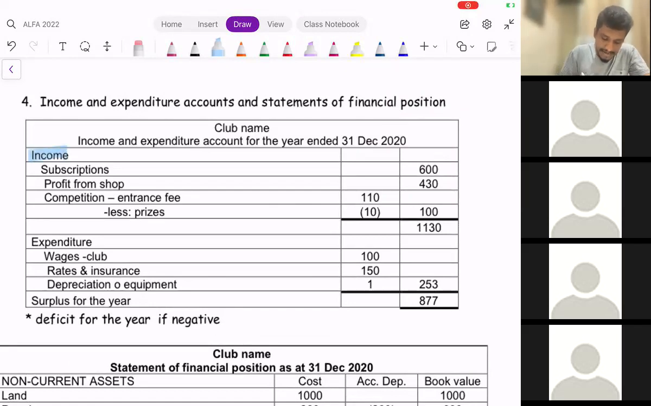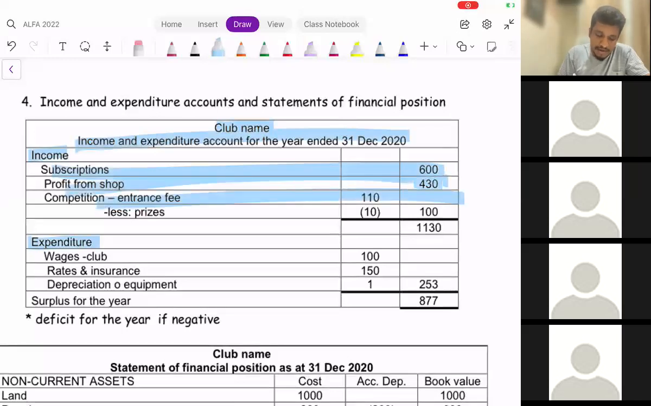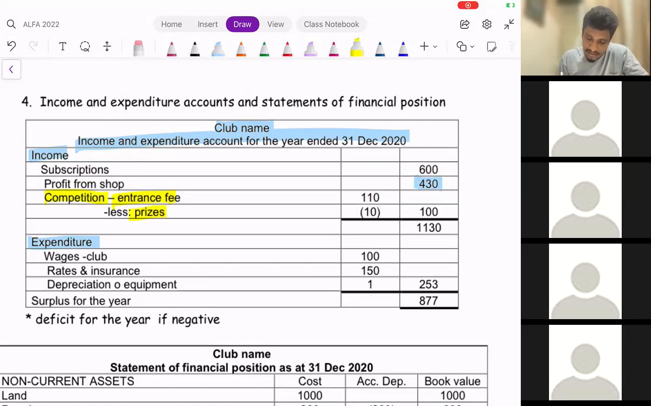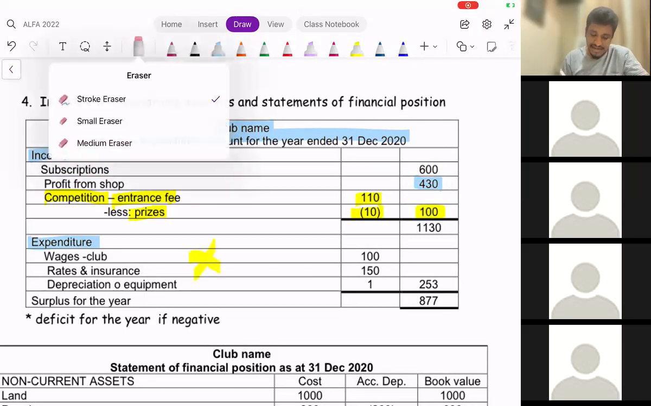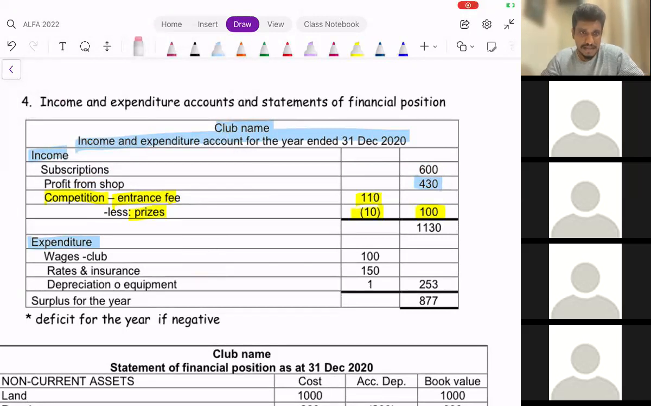You have income and expenditure. You write the name of the club and then the title, then all the income. If you have any activities with income and expenses together, like a competition, you need to show the working: income from the competition, expenses for the competition. If you get a positive answer, it's an income. If you get a negative answer, then you write it in expenditure.